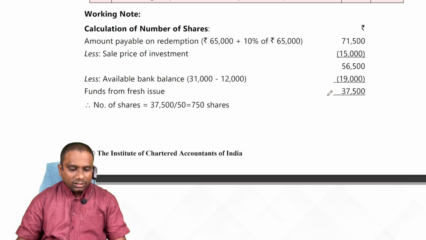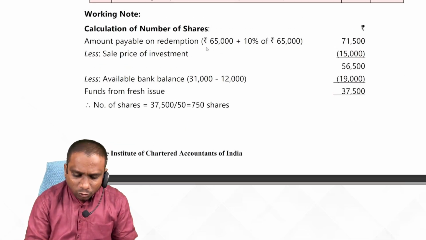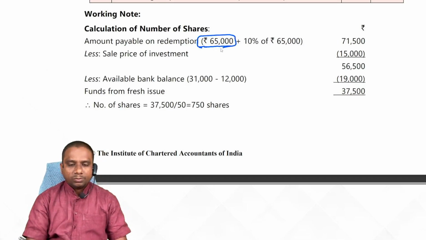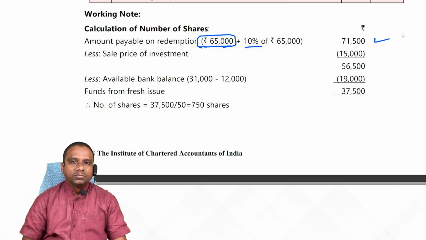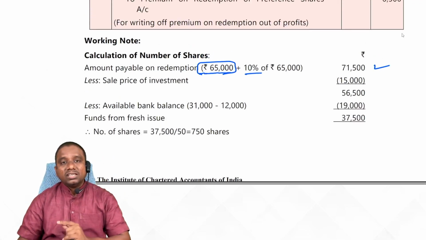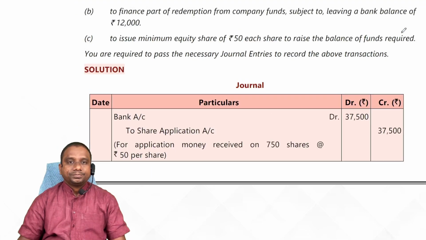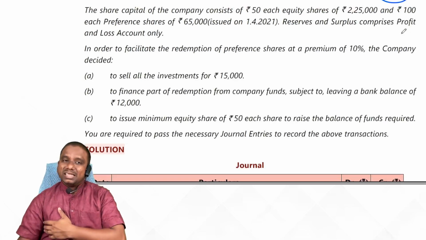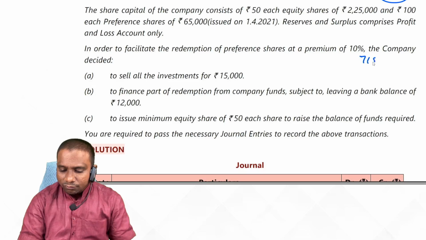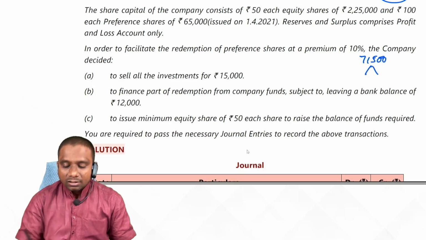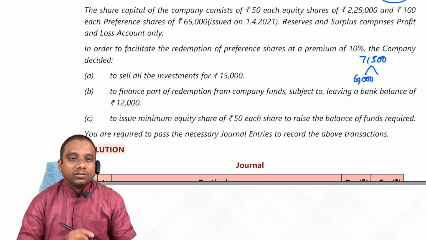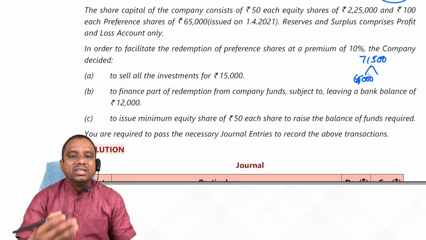Observe very carefully, students. First, what is the amount to be paid to preference shareholders? 65,000 plus 10% premium. Total 71,500 we have to pay. But how much cash balance do you have? Now we need to arrange 71,500 rupees. Out of 71,500, we have to replace capital of 65,000.